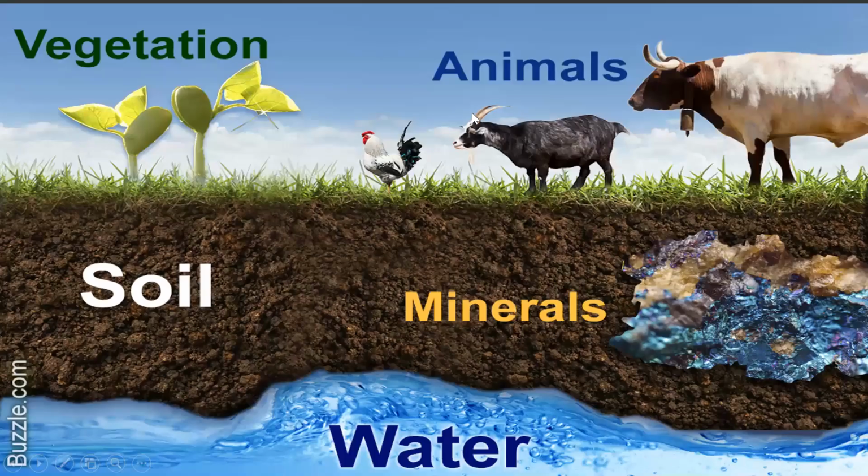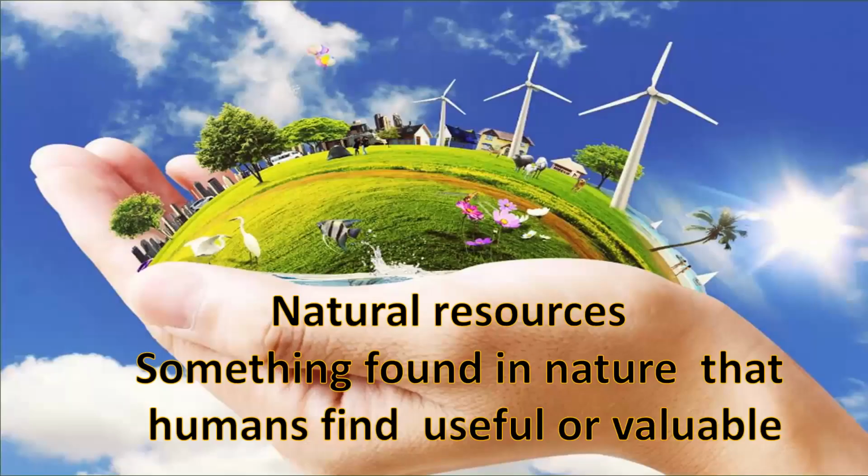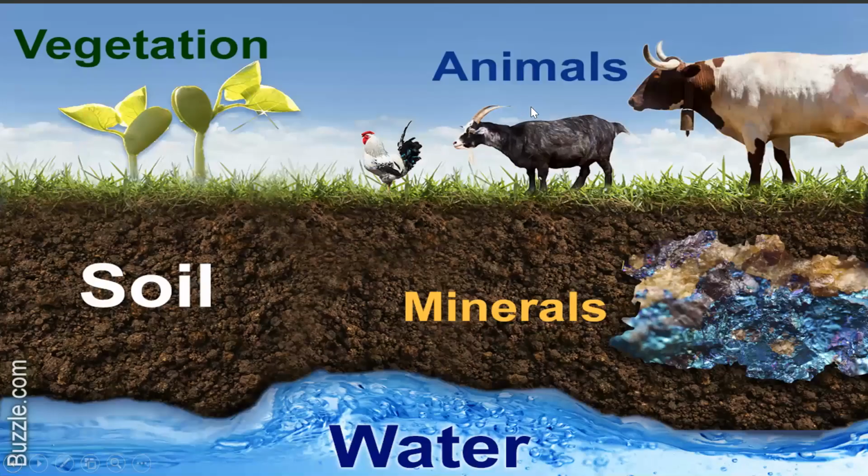Okay, we know that we have natural resources that humans find useful and valuable, and they are provided to us freely. So this is the meaning of natural resources: something found in nature that humans find useful and valuable. Examples of natural resources are animals, vegetation, soil, minerals, and water.